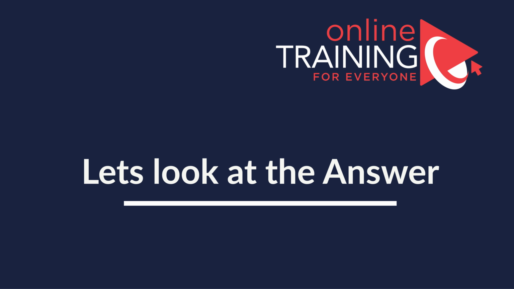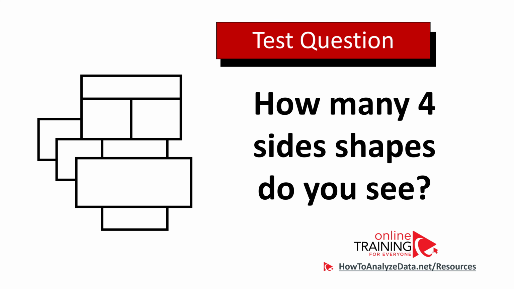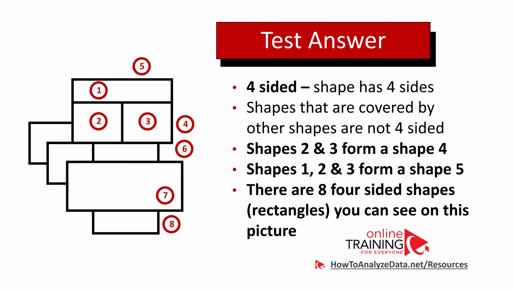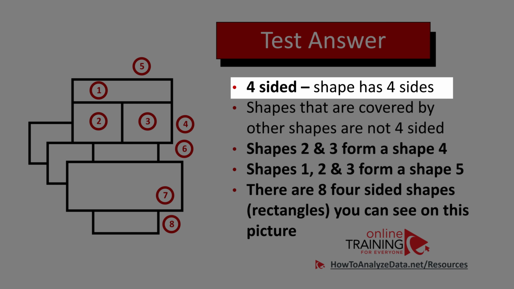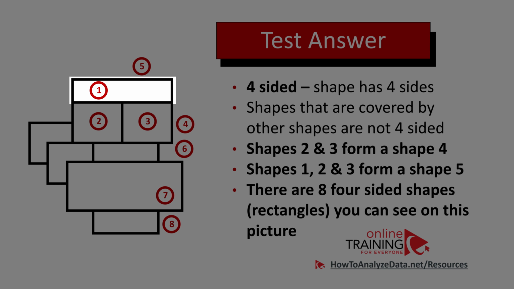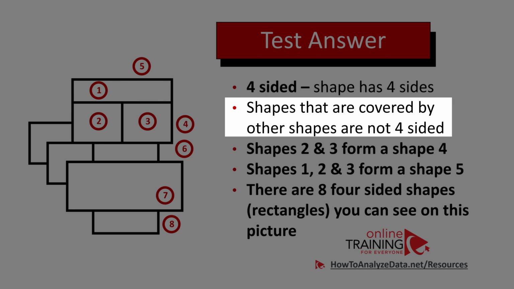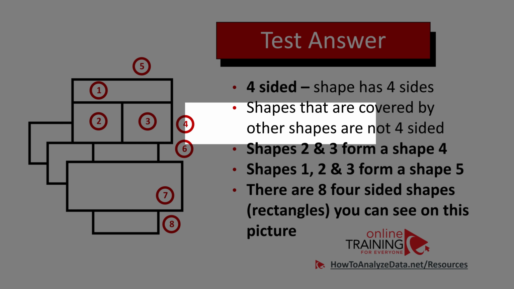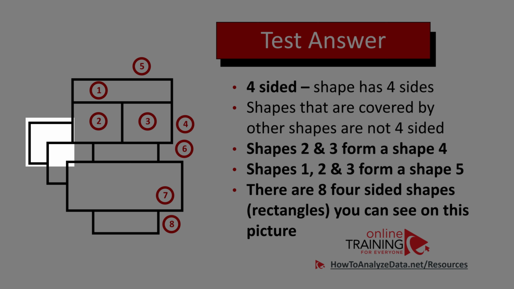Did you figure it out? Let's jump to the solution so we can solve this challenge and get to the correct solution together. So as I mentioned, first let's do a definition of the four-sided shape. And the simple definition is that the shape has four sides. For example, a rectangle has four sides, and you see rectangle 1 here which has four sides, and this shape here matches the criteria. Shapes that are covered by other shapes are not four-sided. For example, we have something that mimics a square here, but because it's covered by another square, it is not four-sided. Actually, it has 5 sides.